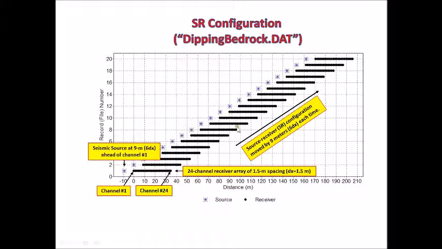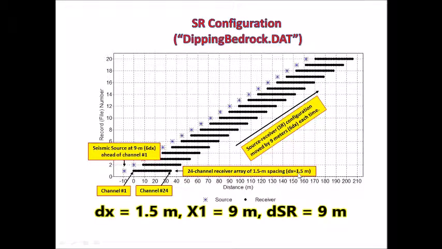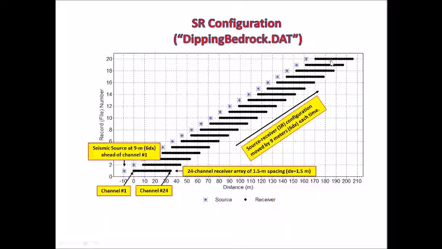And this chart shows, for example, record number 1 had a 24-channel receiver array located here with a receiver spacing of 1.5 meters and a source offset of 9 meters. So the source was located here. And then the entire source-receiver configuration moved each time by 9 meters, 19 times, to generate a total of 20 field records.